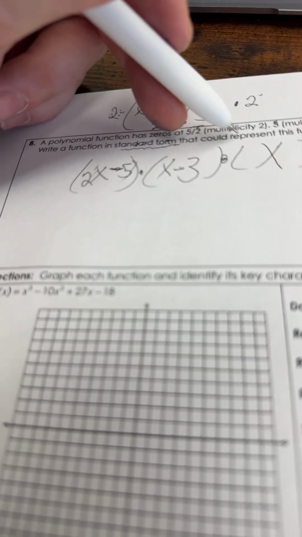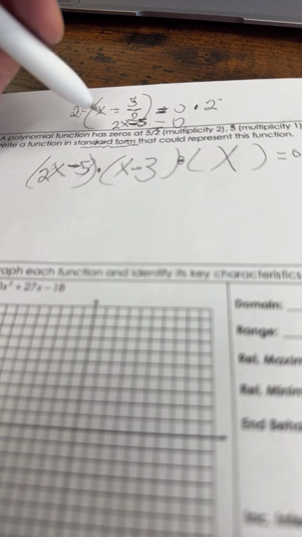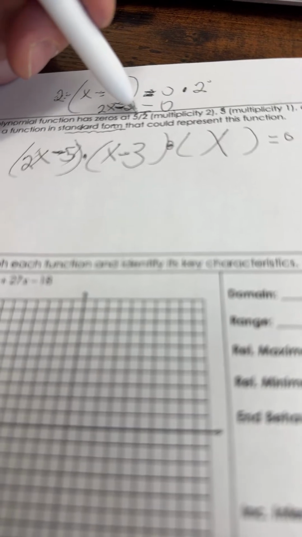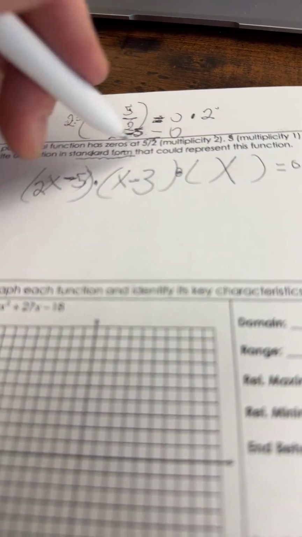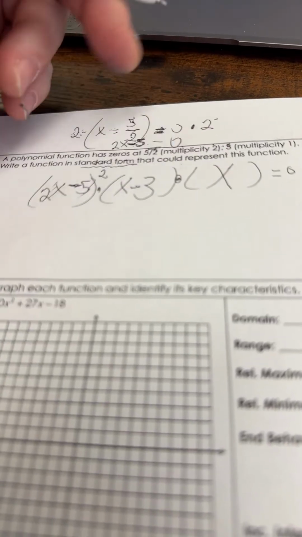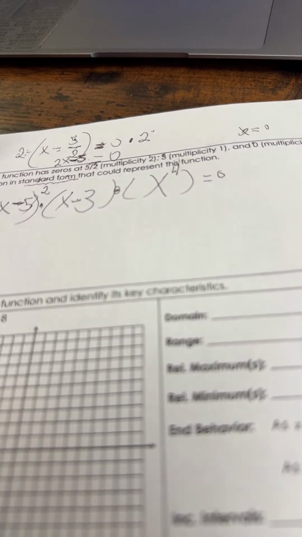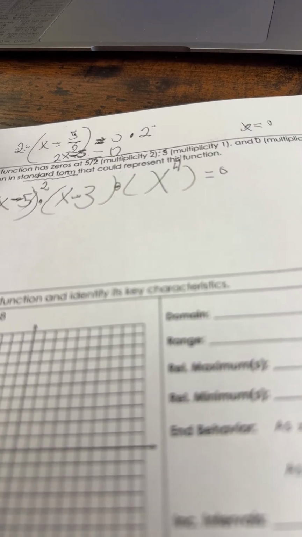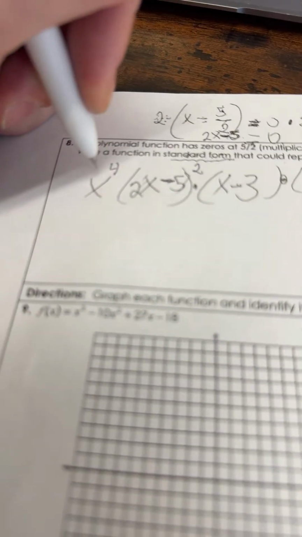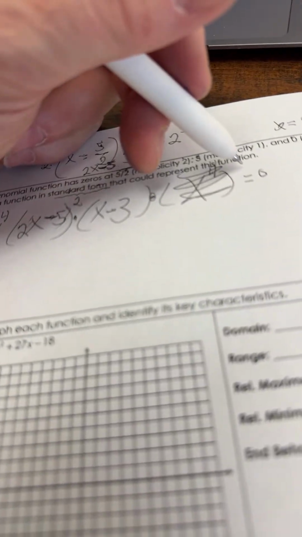So you got 3 functions, or 3 factors. You could do lots of things. Oh, wait a minute, you got multiplicities to deal with here. So it says that the 5 over 2 has a multiplicity of 2. So we got to put a 2 there. It says that the 3 has a multiplicity of 1, so we don't have to do anything there. And the x has a multiplicity of 4, so we'll put an x to the 4th. We don't even need those parentheses there, right? Basically, we've got an x to the 4th multiplied by those 2 parentheses equals 0.